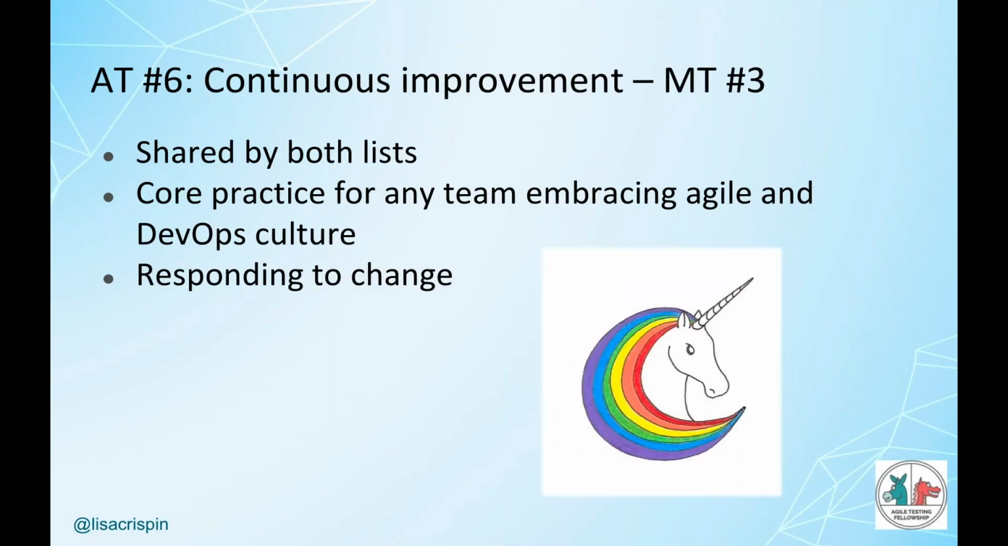Okay, continuous improvement. Agile testing principle number 6, modern testing principle number 3. It's a core practice for any team embracing agile development, transforming to a DevOps culture, and wanting to be a higher performing team. So this is where retrospectives are super valuable. As testers, maybe our job isn't to facilitate retrospectives, but I find that facilitation skills are really valuable to us as testing consultants and coaches. And we need to be able to help people learn.